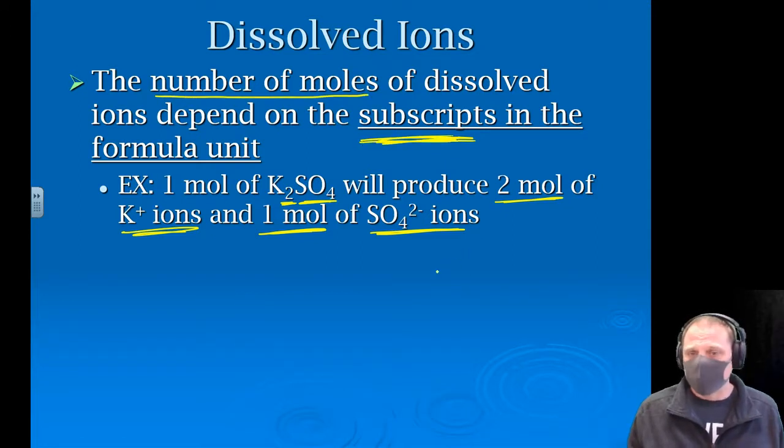Okay, so remember those subscripts are going to become the coefficient and basically tell us the number of moles. And again, it has to do with the single ions. A sulfate, which is a polyatomic ion, I would need to have parentheses on the outside of that to indicate that it had more than 1 mole of the sulfate. But in this case, there's no parentheses.